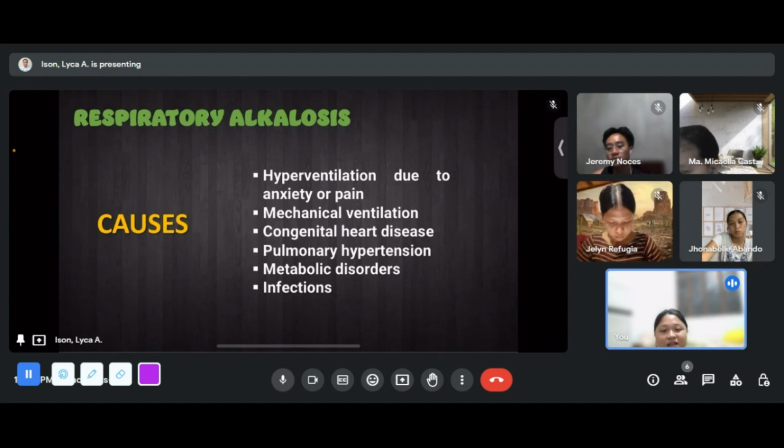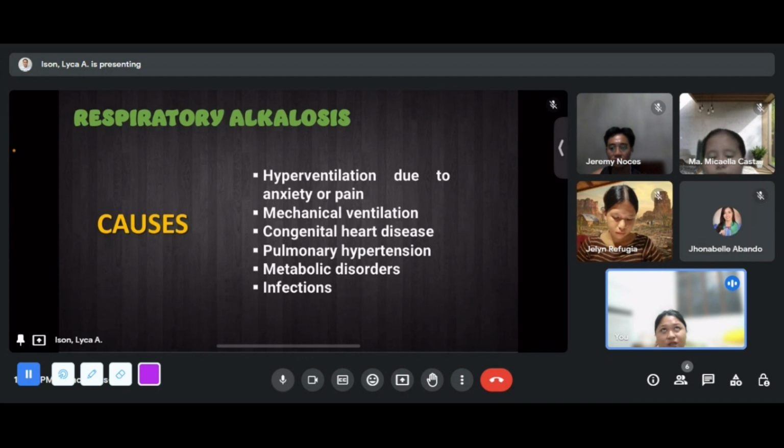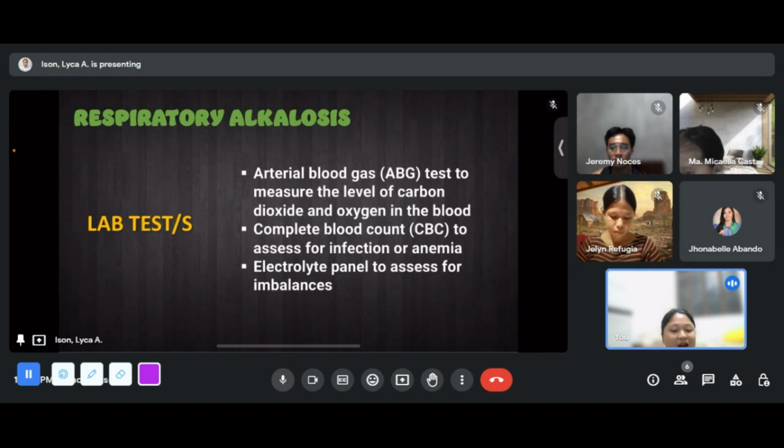Next is the congenital heart disease, pulmonary hypertension, metabolic disorders, and the infections. Nasali dito yung metabolic disorders kasi alkalosis nga, the pH level of our body. So, kung alkalosis ang respiratory, may kinalaman din dito ang base natin, which is the kidney, na ipapaliwanag mamaya ni Micaela kung bakit.